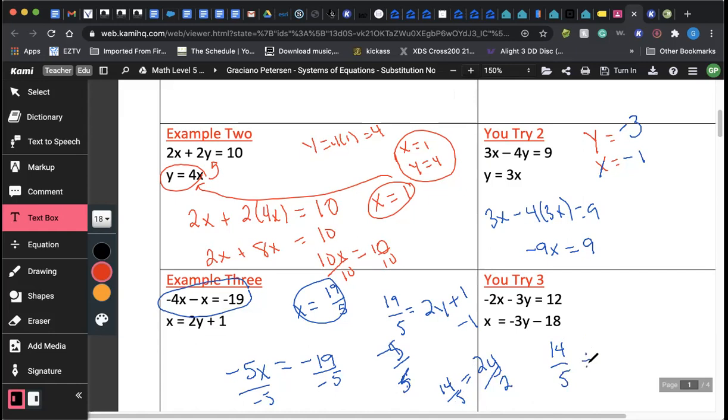14/5 divided by 2. Remember, when we're working with fractions, we don't really do division, right? We skip, flip, and multiply. Guys, remember that? So I skip this first fraction, turn my division into multiplication, and I flip my second fraction. So instead of 2/1, it becomes 1/2, and I just multiply straight across, right? In this case, I can go ahead and divide out this 2 to give myself 7/5 as my fraction. So y is equal to 7/5.